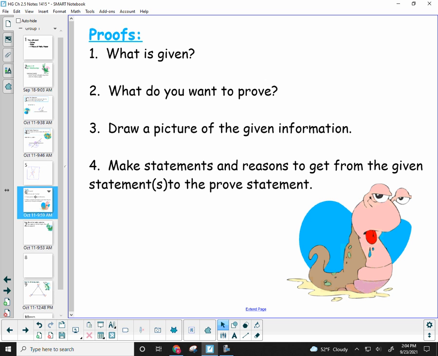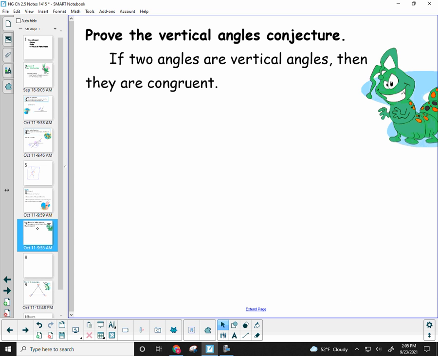All right, so we're going to prove that if two angles are vertical angles, then they are congruent. The if part of that, it's an if-then statement, right? The if part of that is where we're starting. That's the given. Okay, so I'm going to write this all out for us. And then we're also going to decide what exactly we're going to prove.